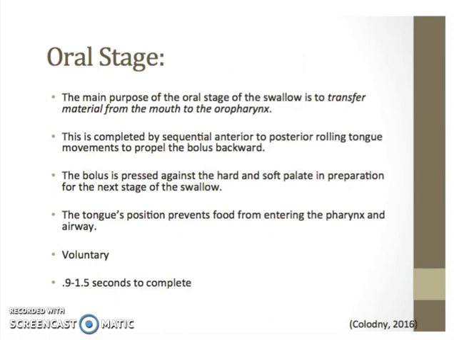The next stage is the oral stage, and the main purpose of this stage is to transfer material from the mouth to the oropharynx. This is completed by sequential anterior to posterior rolling tongue movements to propel the bolus backwards. This is a voluntary stage, and it takes between 0.9 and 1.5 seconds to complete.